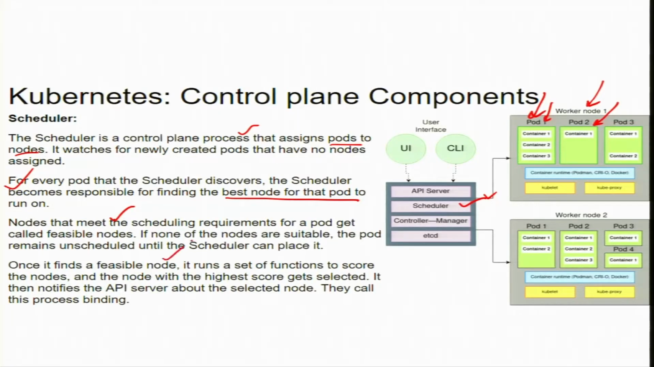Once it finds a feasible node, it runs a set of functions to score the nodes, and the node with the highest score gets selected. This is the method which the scheduler uses.